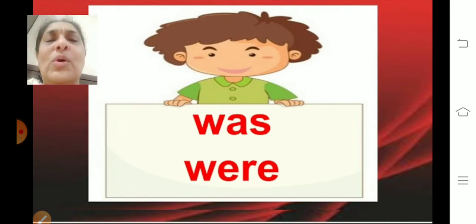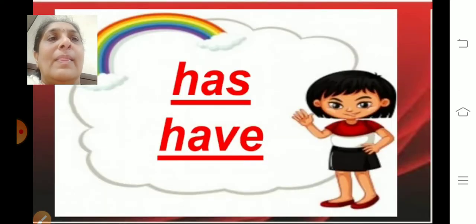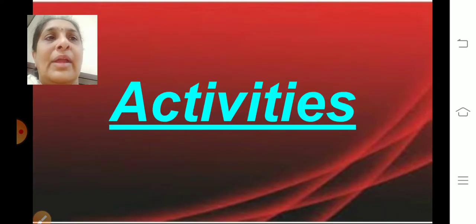Then we also learn the use of was and were. Was is the past tense of is, were is the past tense of are. Then we also learn the use of has and have in a sentence. Now let us begin the activities.